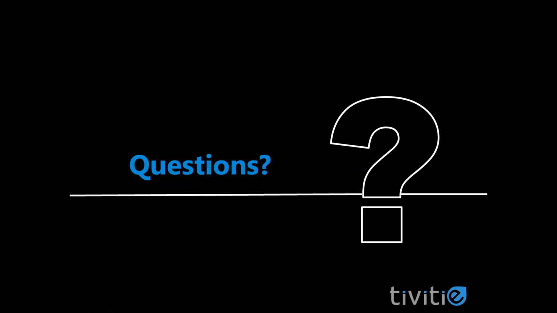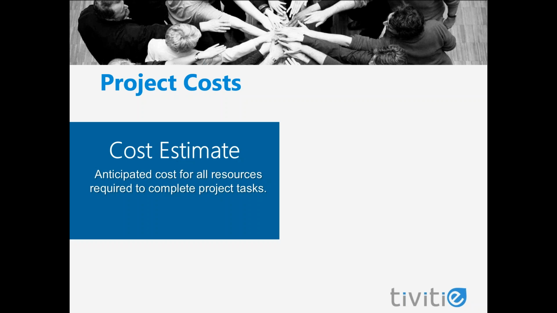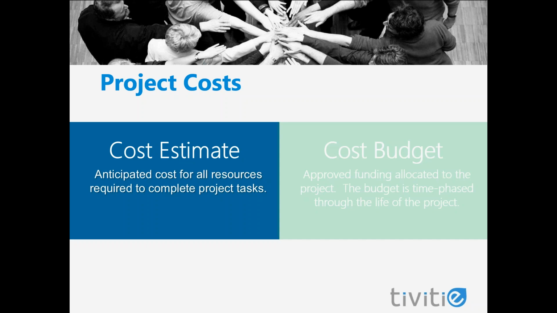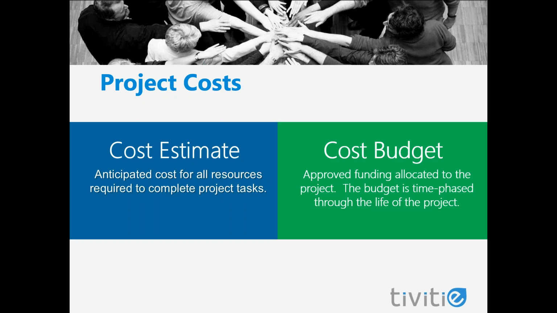Okay. So the last thing we're going to talk about is project costs. We're going to start with a few basic definitions. The cost estimate represents the expected cost for performing the project tasks, and it should take into account all kinds of resources and any other costs. The cost budget is the overall funding that has been provided for the project. And what we're going to do is time phase the budget through our project.